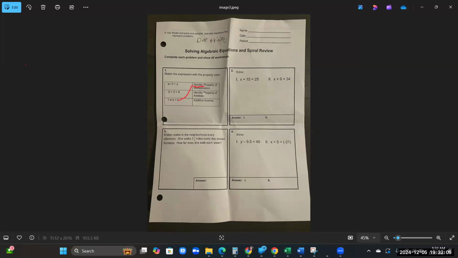The identity property of addition, similar to multiplication, is a number that'll get you back to yourself. So A plus 0 equals A. Then the additive inverse tells us that opposites will always add to get 0.